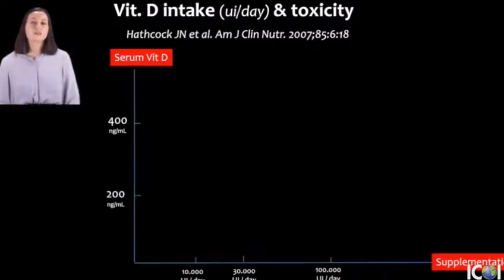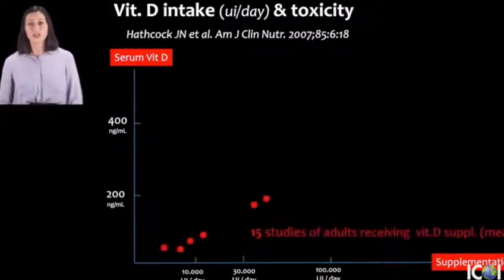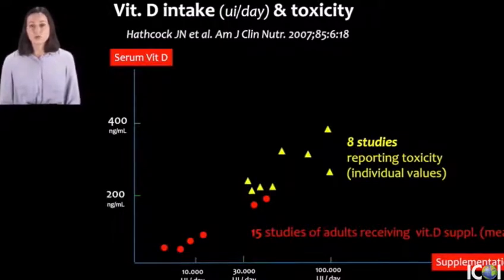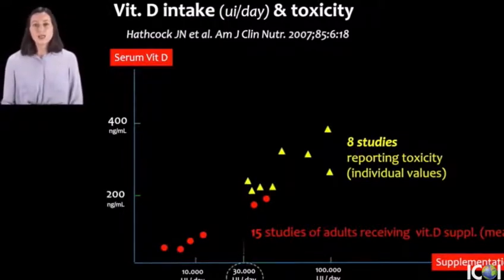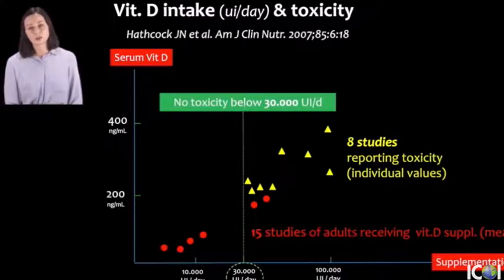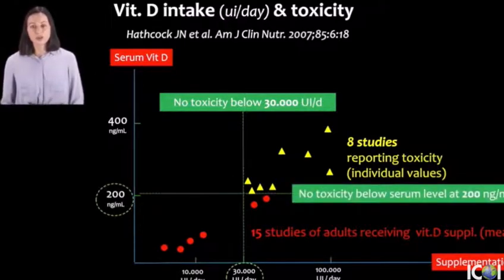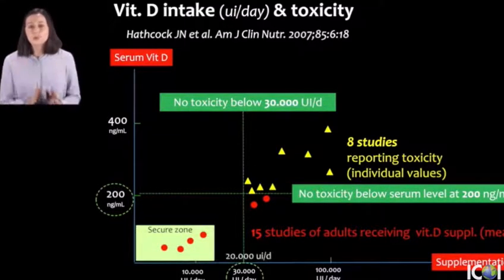There is an interesting study on vitamin D toxicity. In this article, they analyzed studies reporting toxicity on several values. And what we see is that below 30,000 units a day and below a serum level of 200 nanograms per milliliter, there is no toxicity. And with our protocols, we are in a completely secure and safe zone.